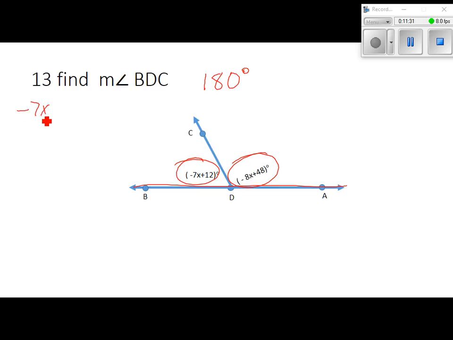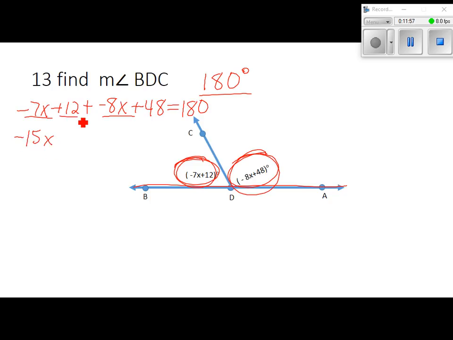Negative 7x plus 12 plus negative 8x plus 48. Those two added together, that one and that one, should total up to the whole thing, which is 180. Collect like terms. I'll actually solve this one for you, and then you're going to have to plug it back in. So you got negative 15x, 12 and 48 give us 60, equals 180.